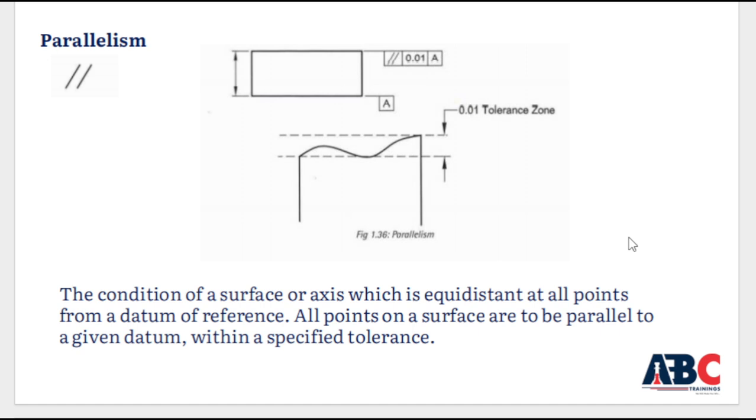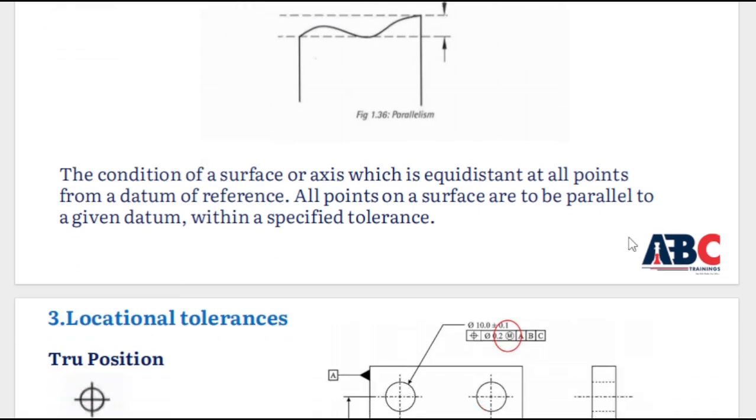Parallelism. The condition of a surface or axis which is equidistant at all points from a datum or surface of reference. All points on surfaces are to be parallel to the given datum within a specified tolerance. The figure shows the parallelism symbols.